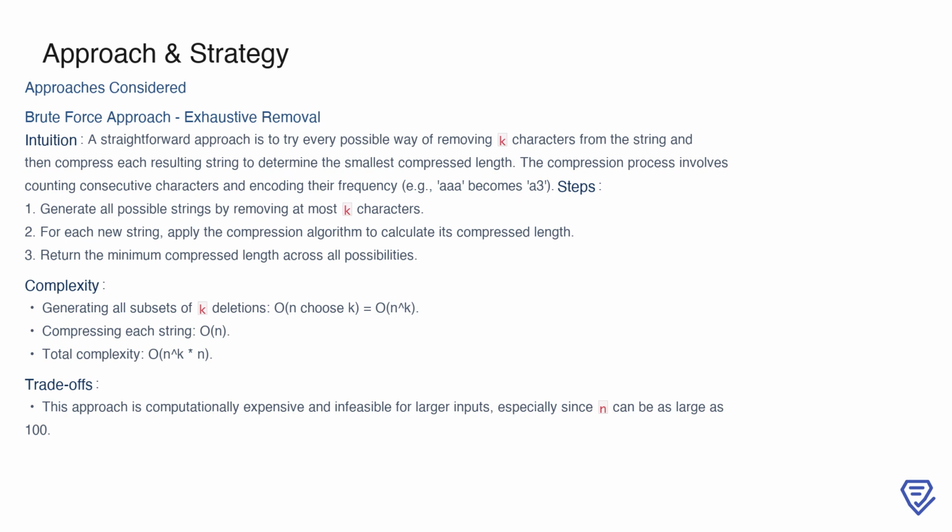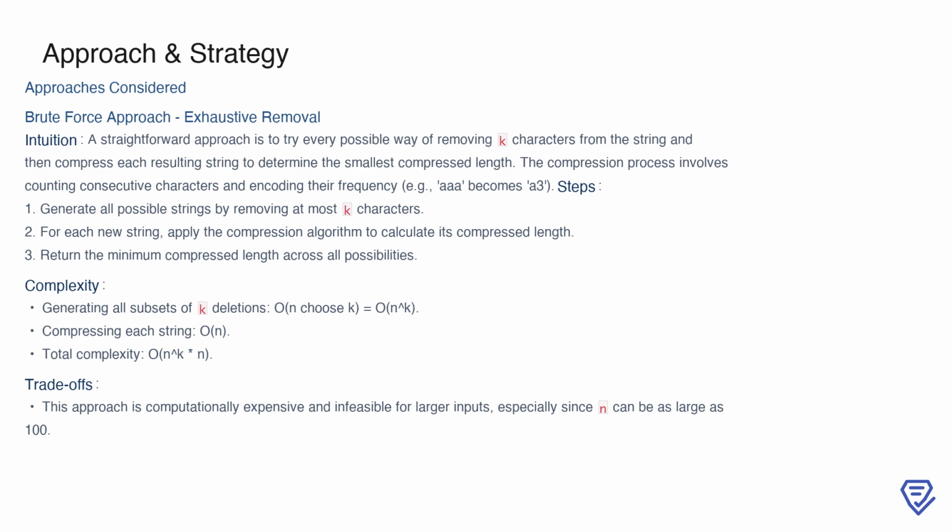However, the computational cost of this approach is extremely high. Generating all subsets of deletions involves combinations, which grow exponentially with k, and for each subset, we still need to compress the string. This results in a total complexity of n to the power of k times n, making the brute force method infeasible for larger strings, particularly when n can reach up to 100. The trade-off here is that while this approach is conceptually simple, it sacrifices efficiency entirely, making it impractical for real-world use cases.